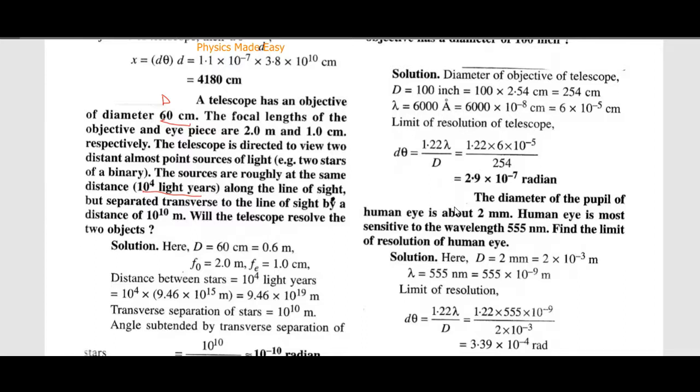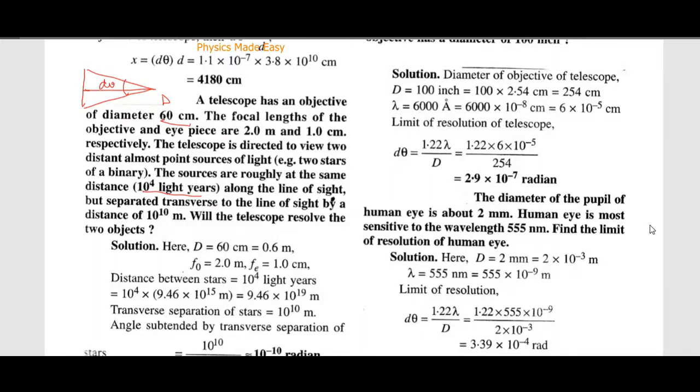Now, in this problem, what is important is he has given us this point, and then this transverse distance is given. This angle we want to calculate, d theta. And this distance is also given, 10 raised to power 4 light years. This distance is given. If we divide this by this, we will get this angle d theta.